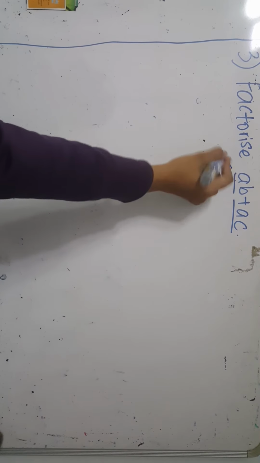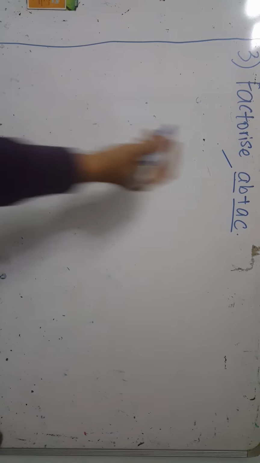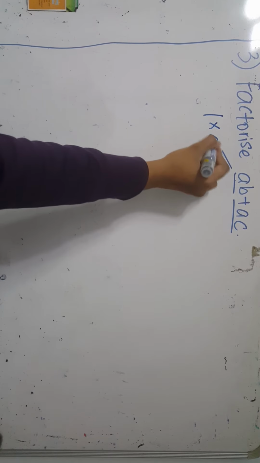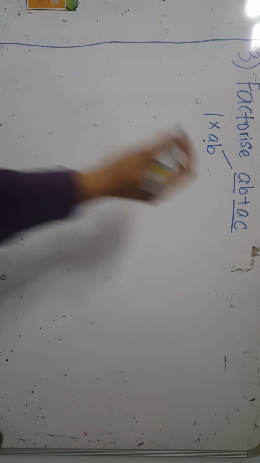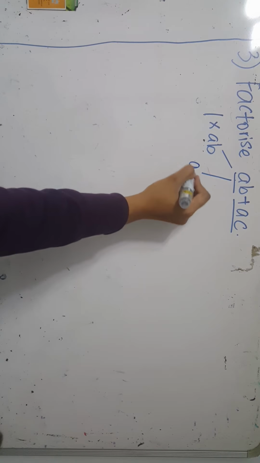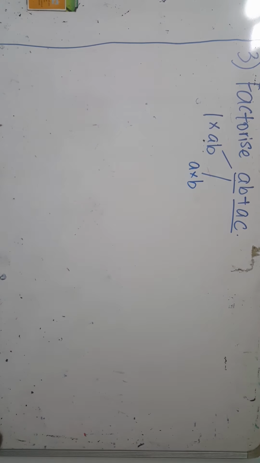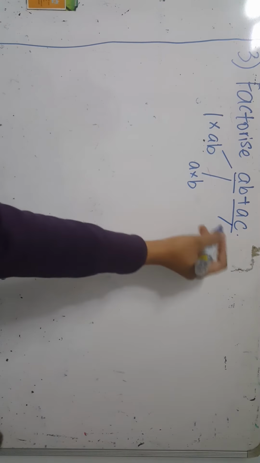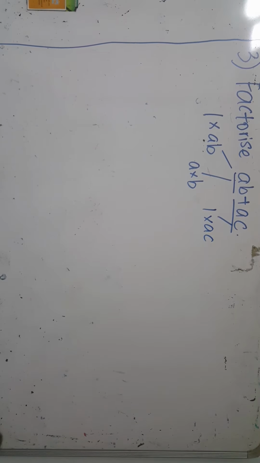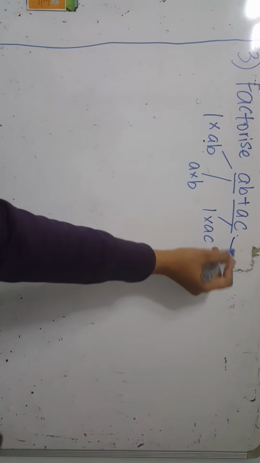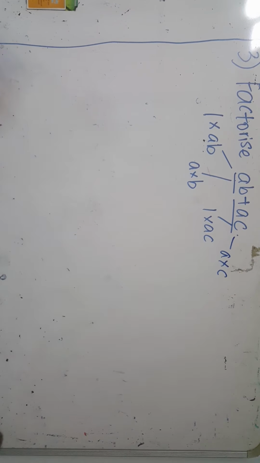So AB can be broken down into 1 times AB. Okay, but this is not a very meaningful breakdown. So we have another breakdown, A times B, right? The other term, you have a breakdown of 1 times AC, not a very meaningful breakdown. Another way is A times C.